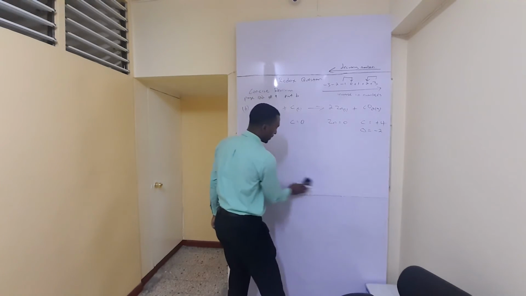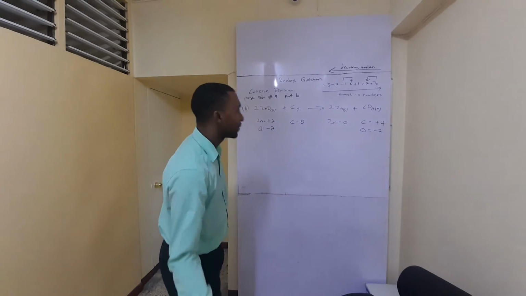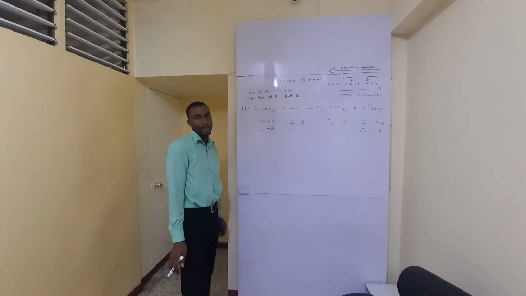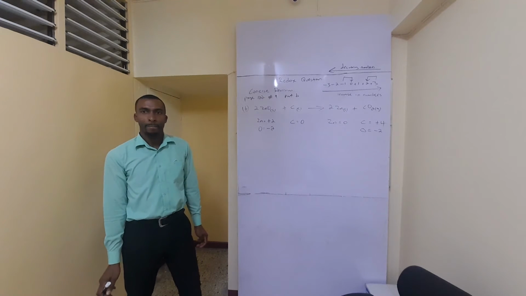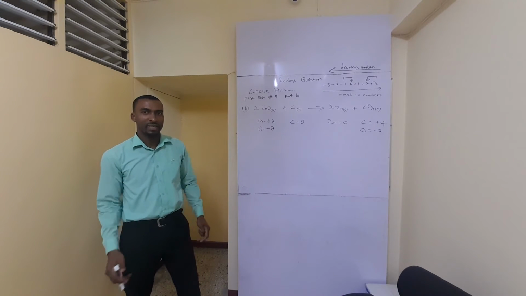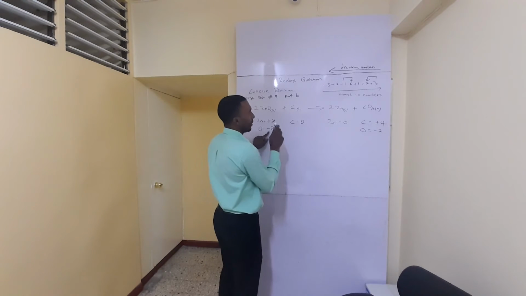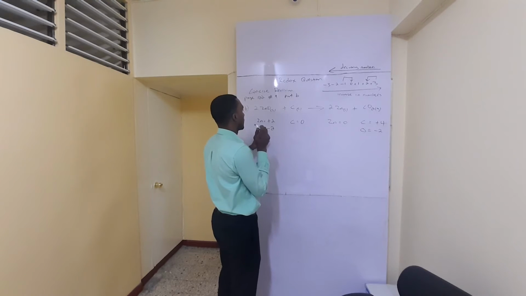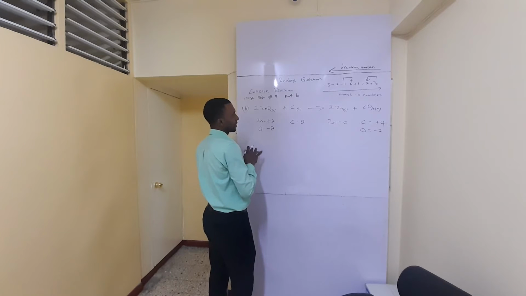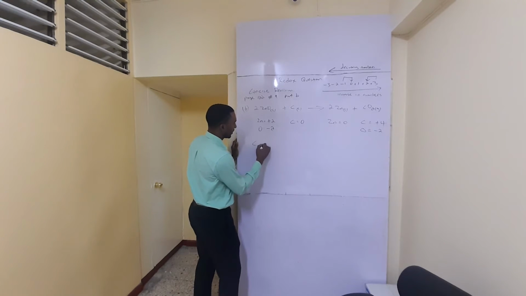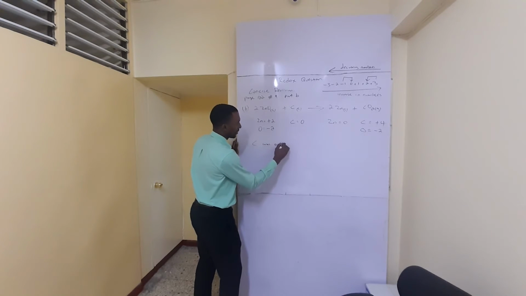Alright. So, what's an oxidizing agent? The oxidizing agent is the one that increases the oxidation number. Good. The one that causes the next compound to increase in oxidation number. So, in this case, which compound increases in oxidation number? So, C. Good. Carbon. Carbon was oxidized.